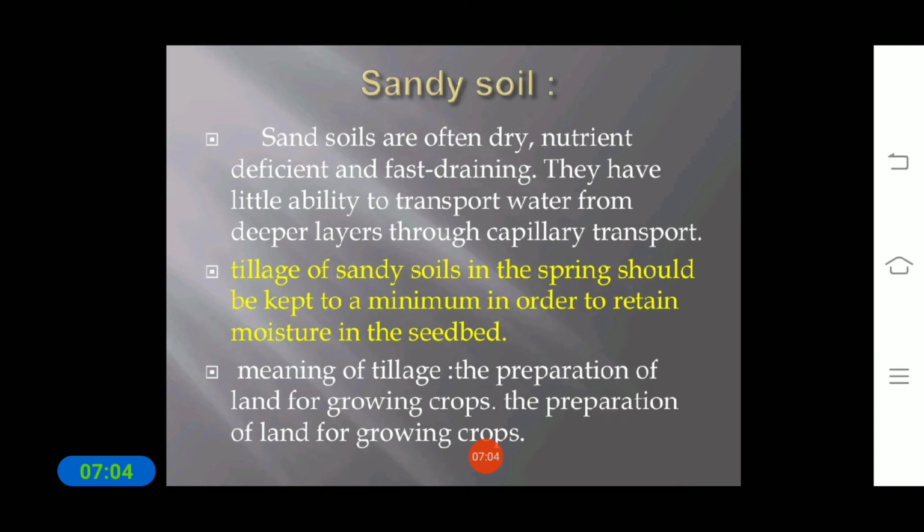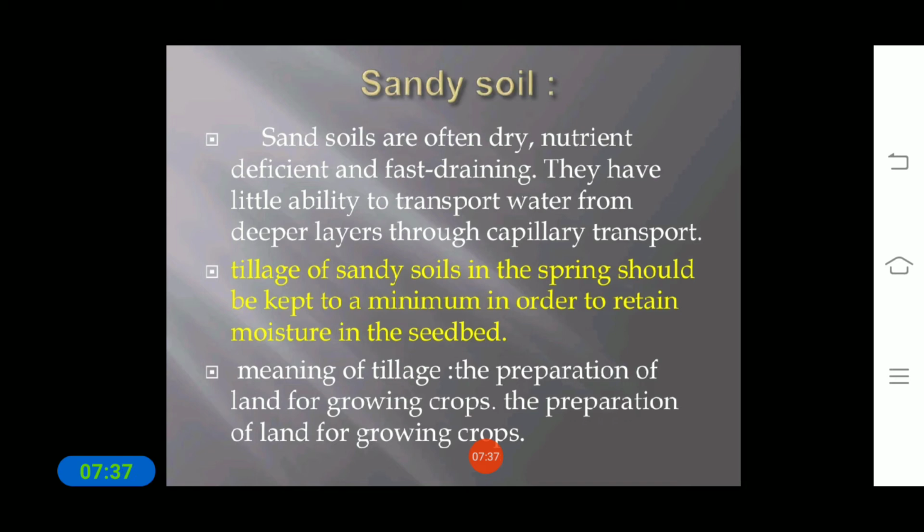These soils are often dry and also nutrient deficient. We cannot see a large amount of nutrients, meaning minerals, in this soil. Minerals are very few in this type of soil, so it is not sufficient or good for growing plants.